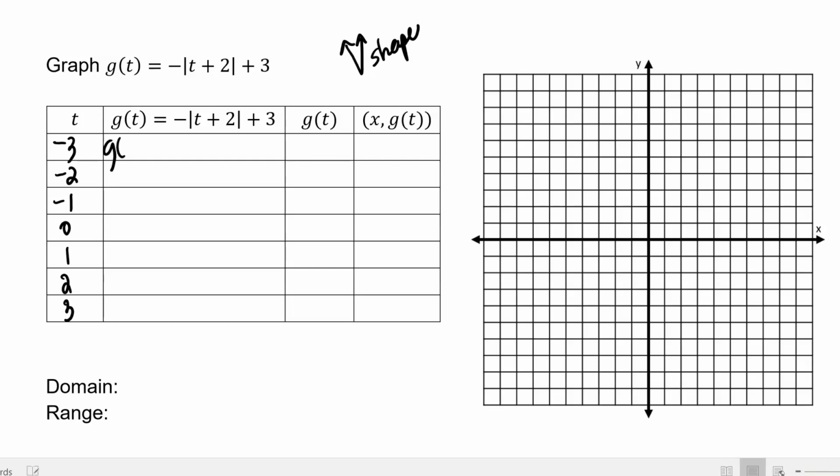So if we plug in a -3 here, we have absolute value of -3 plus 2, close absolute value, plus 3. Notice here, inside we have a -1. However, the absolute value of -1 is 1, plus 3. So you will actually have 4. So your point is -3, 4 for this one. So I want you to pause the video and try out the other points.